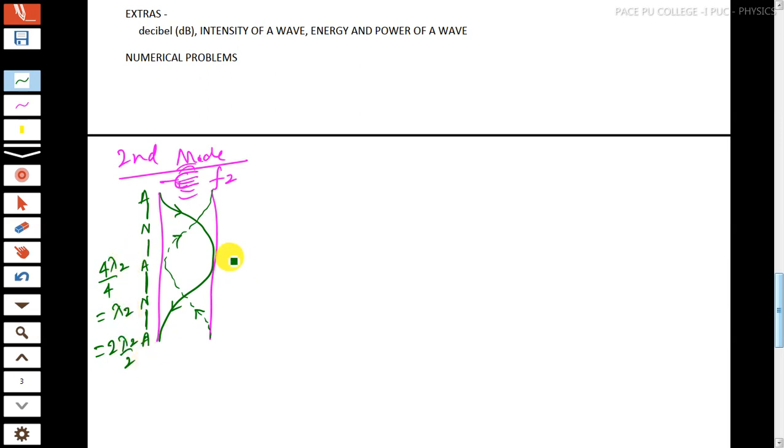Obviously, our length of the tube is still L. So then what can I write? L is equal to 2 times lambda 2 divided by 2. Of course, I can even cancel these two, but in future I need these two to compare f1 and f2. So I am keeping these two in the numerator as well as in the denominator as it is.